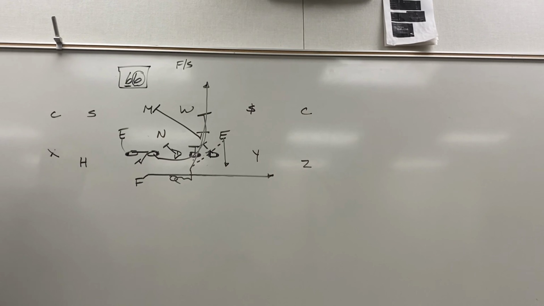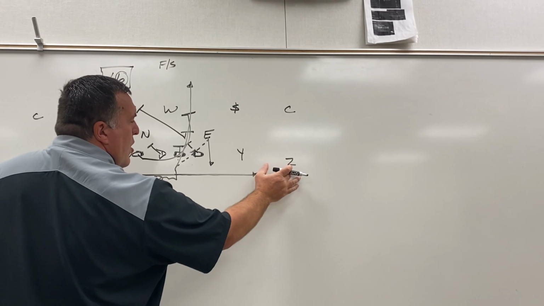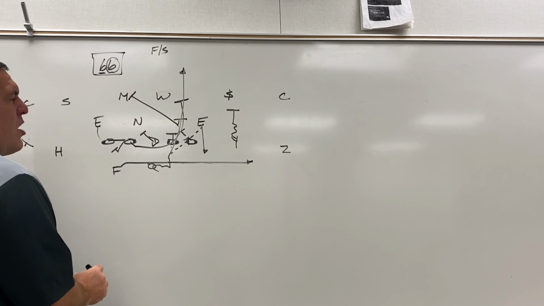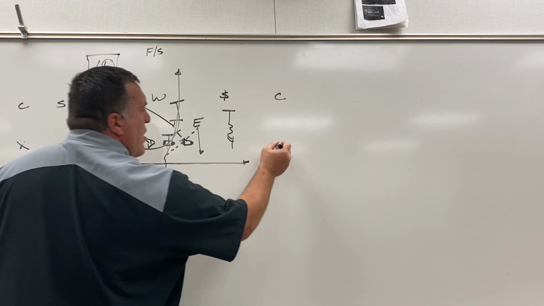Now, on the perimeter, we're going to have our Y and our Z do a jab technique, which is where they come off the ball really slow and square up those guys, all right?